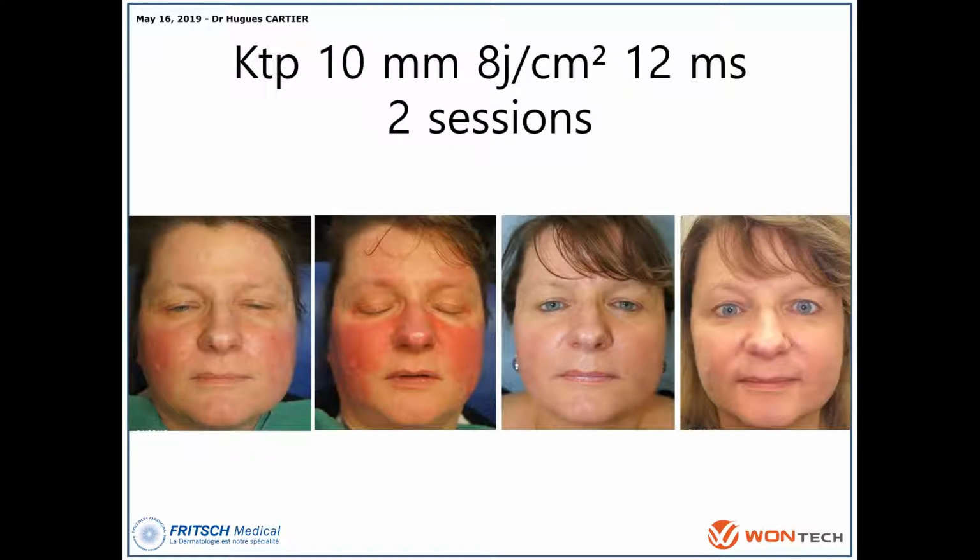For rosacea on women, it's not so easy because it takes time. You have inflammation, you have vascular disorder, you have a thick skin, a seborrheic skin. So maybe you have to take 2 sessions to reduce the rosacea, the couperose, the redness. You will see the second picture is just after.